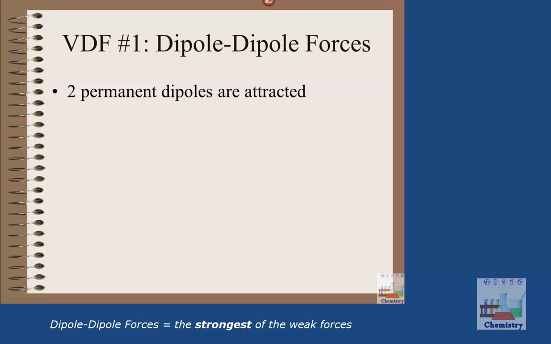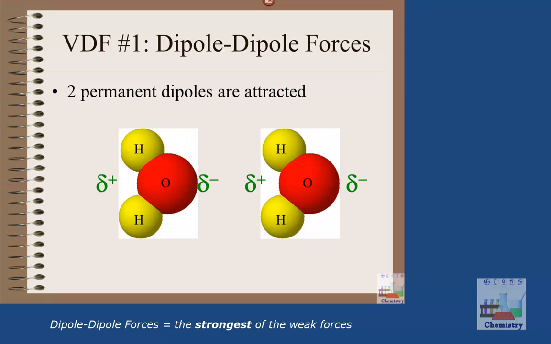And so when we refer to a dipole, we are talking about a molecule that by itself, on its own, is polar in nature. So you have two of these polar molecules, or two permanent dipoles, that are attracted to one another. And so take water. Water is a perfect example.